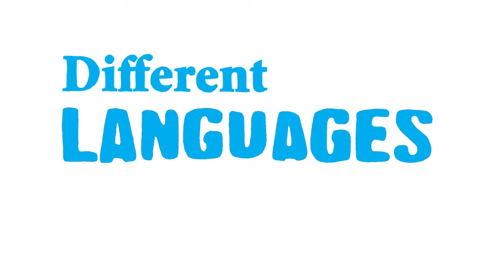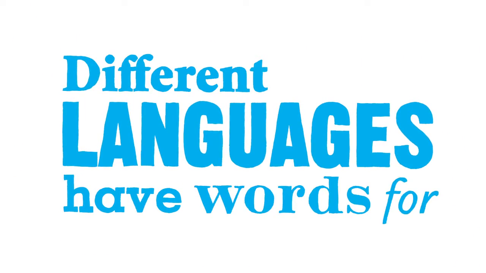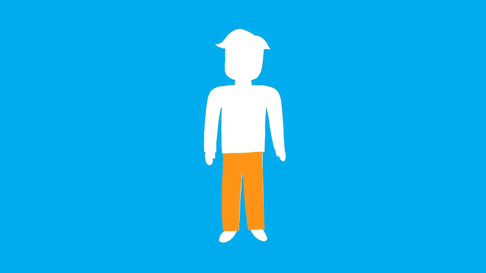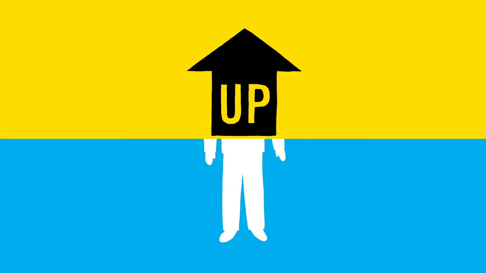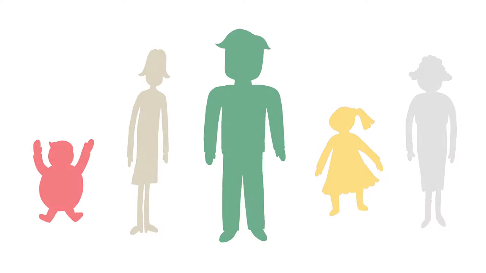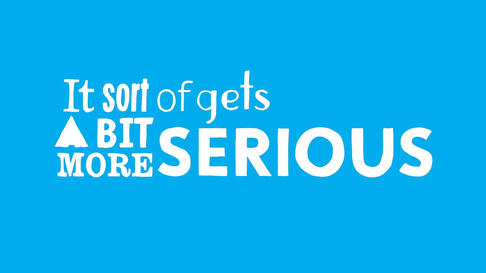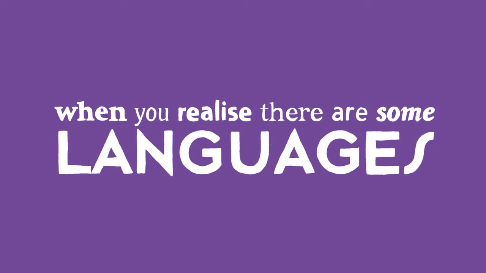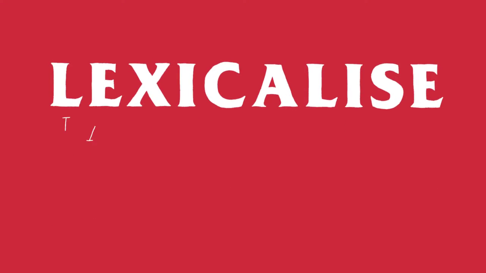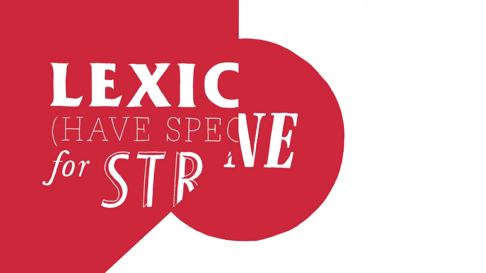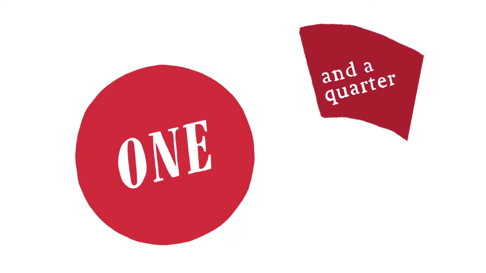Well, different languages have words for mostly similar kinds of things. I mean, because we're all human, we have words for legs and arms and hands, and we have words for up and down, and we have words for family relations, words for food, and so forth. But it gets a bit more serious when you realize there are some languages that lexicalize, or have specific items, for strange things like the number 1.25. Why should you have a word for number 1.25?